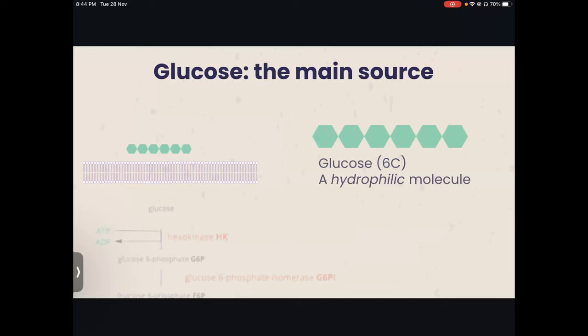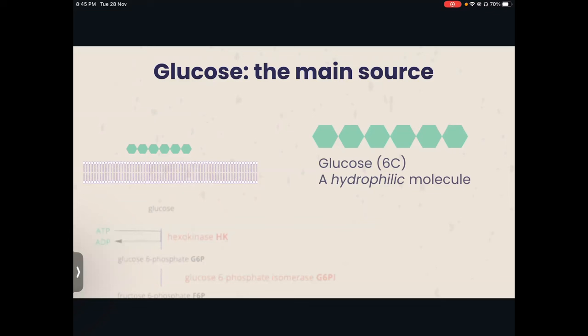Now, again, you start with glucose. Glucose, as we said, is a six carbon molecule. Here you have these six hexagons, which are just representing carbons. So you have carbon, carbon, carbon, carbon, carbon, carbon. This is obviously not the actual structure of glucose. It's just one hexagon, but I used it to visualize six carbons so you can remember that there are six.